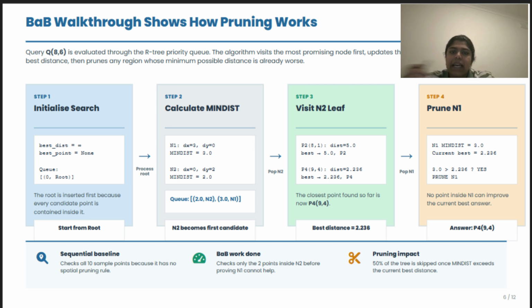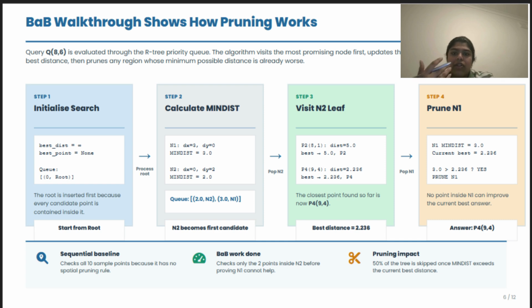Step 2 is calculating the minimum distance for both child nodes. Node N1 has dx equals 3 and dy equals 0, giving a minimum distance of 3.0. Node N2 has dx equals 0 and dy equals 2, giving a minimum distance of 2.0. The queue becomes N2 first, then N1. And step 3 is visiting N2. It is a leaf, so we check its actual parking lots directly.